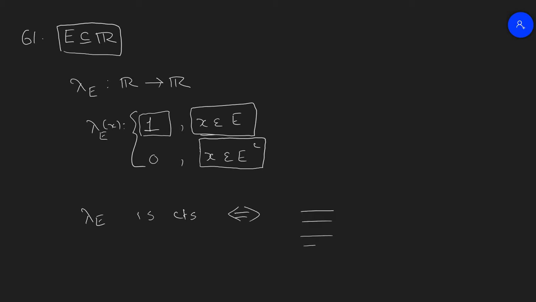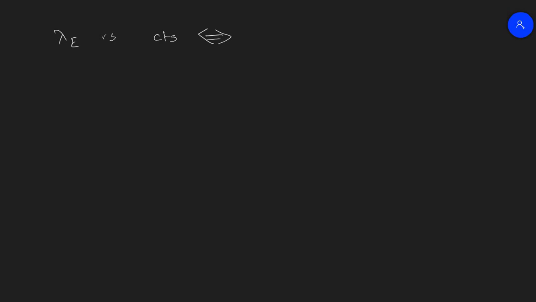they are given certain options 1, 2, 3, 4. We'll check them one by one. So the first option is E is closed. We'll see if E is closed, whether the characteristic function is continuous or not, since this is a two-way statement, so we have to assume a closed subset E.